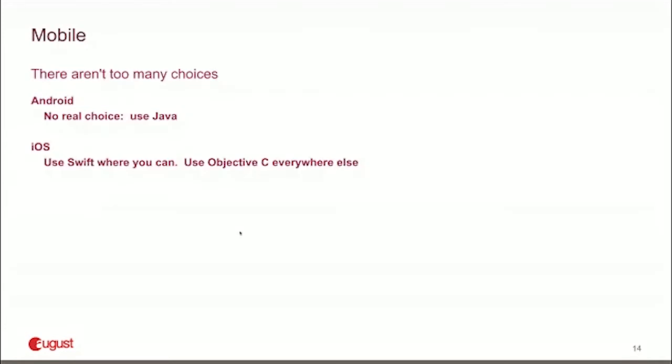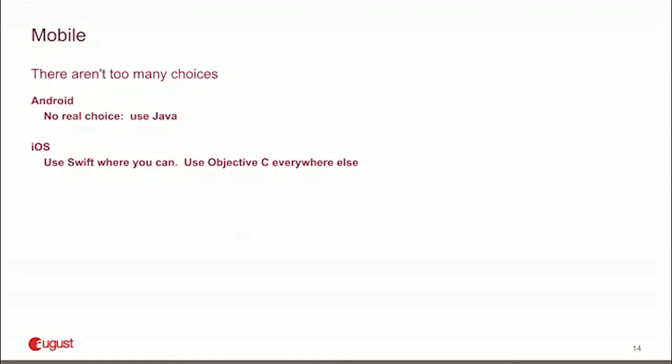So for mobile, there aren't too many choices. On Android, there are options that are not Java, but I wouldn't recommend using them. On iOS, I think it's important now that Swift is out. Swift does a good job on most UI things. Use Swift where you can. Use Objective-C everywhere else. There are certain frameworks on iOS that you just can't use Swift with. So if you want to use Core Bluetooth, you've got to use Objective-C.